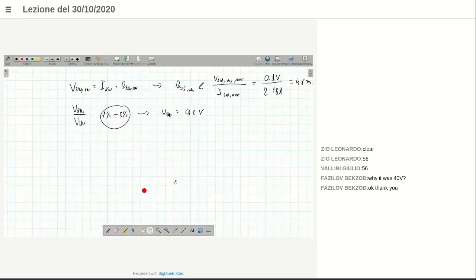Okay. Now you have to pay attention when you choose the switch based on the RDS on specification. You have to pay attention because in data sheets, what you normally find is something that we have already discussed when talking about devices. You get RDS on at an ambient temperature of 25 degrees.